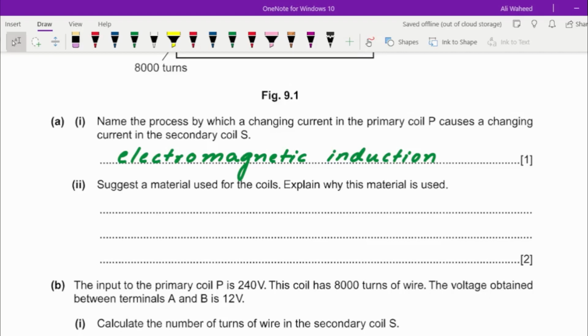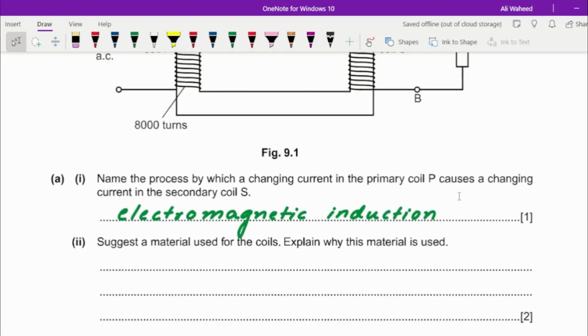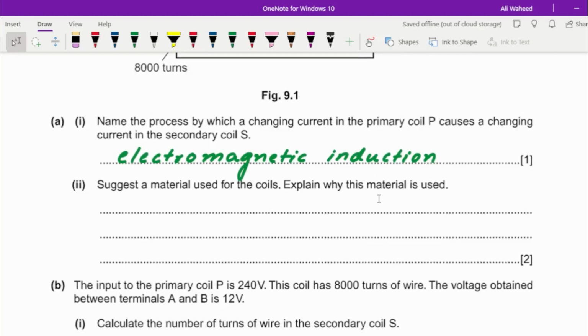Okay, then we have the next one. Suggest a material used for the coils. So coil is basically a wire, a special kind of wire, because we wind the wire upon an iron core. So it is basically a wire. What the question is, suggest a suitable material for the wire and explain why we use that material.